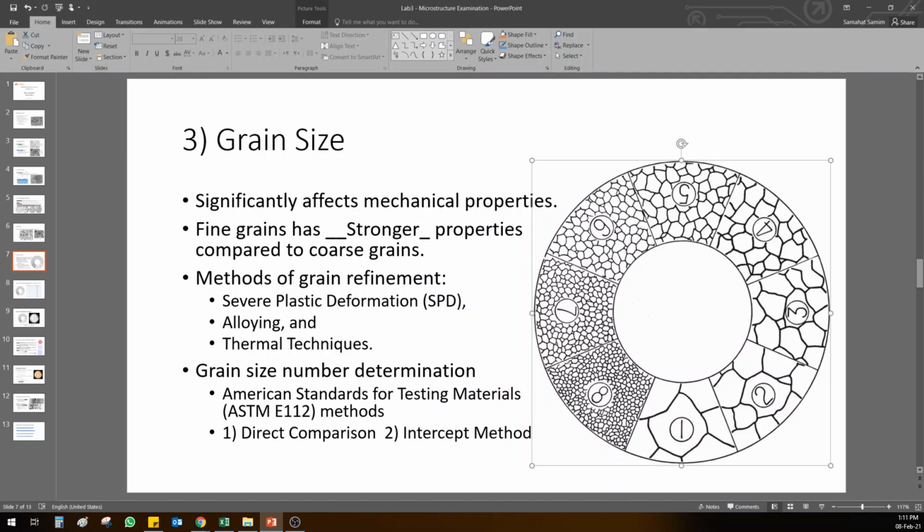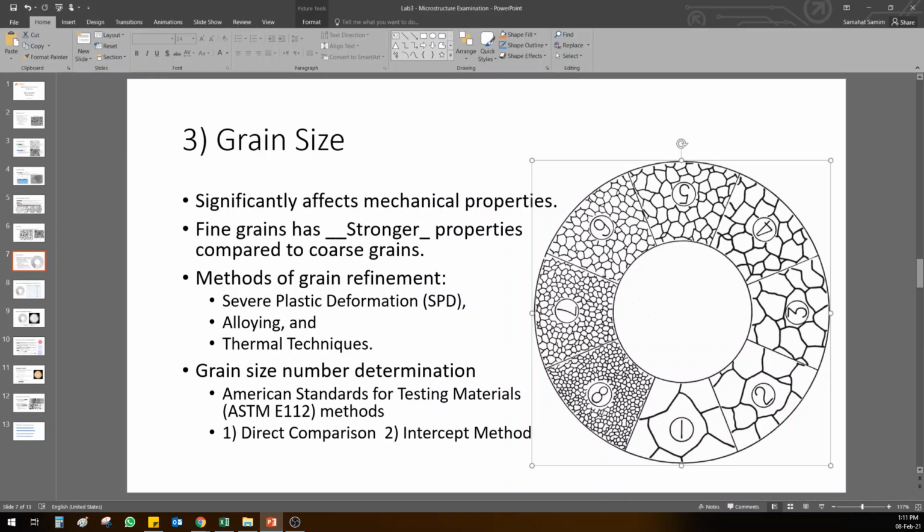Why? There are methods where you can make the grain size from big size to smaller size. How can you do it? There are many techniques. It's called severe plastic deformation, alloying, mixing some other metals, and also thermal techniques or heat treatments. Using these treatments, you can bring the size to be smaller. Why do you want the grain size to be smaller? Because it will have stronger properties.